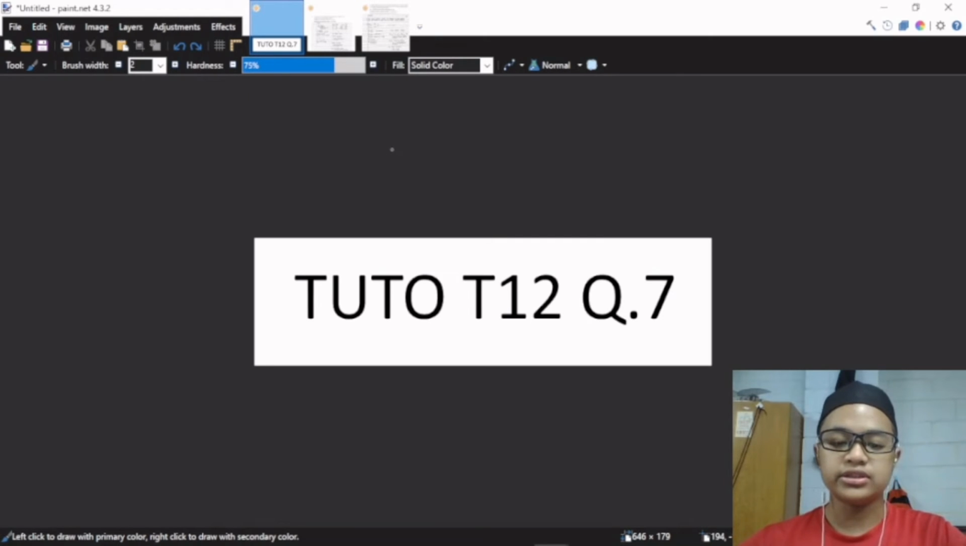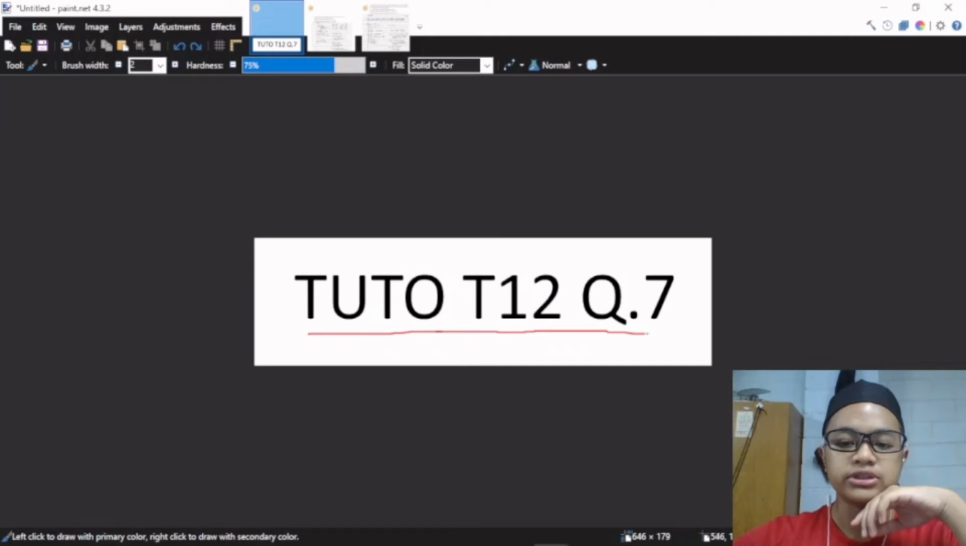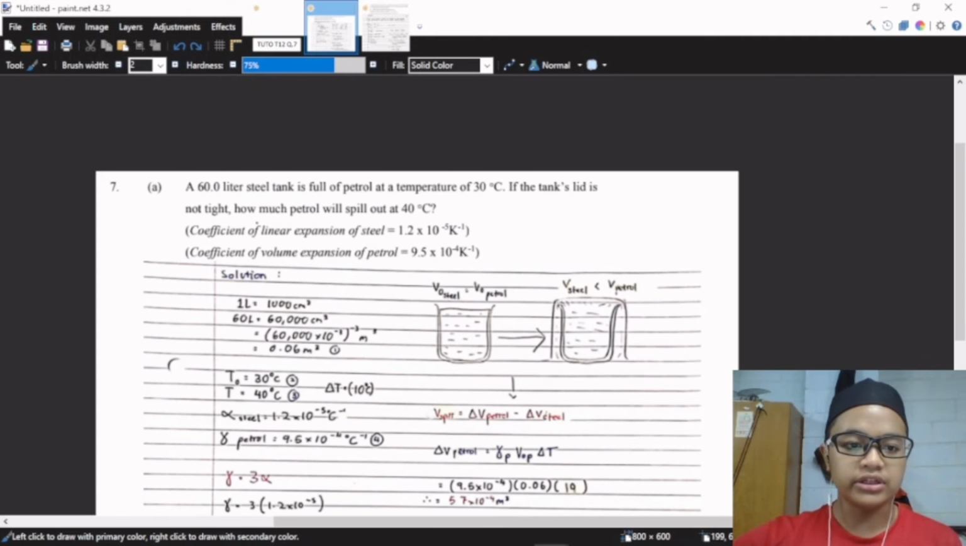Assalamualaikum dan selamat sejahtera. Saya akan terangkan bagaimana untuk selesaikan soalan tutorial topik 12 question 7. Jadi soalan pertama tanya, a 60 liter steel tank is full of petrol at a temperature of 30 degrees Celsius. If the tank's lid is not tight, how much petrol will spill out at 40 degrees Celsius?